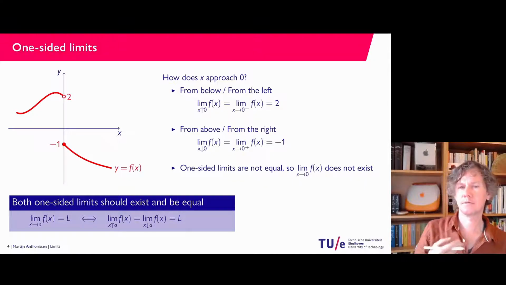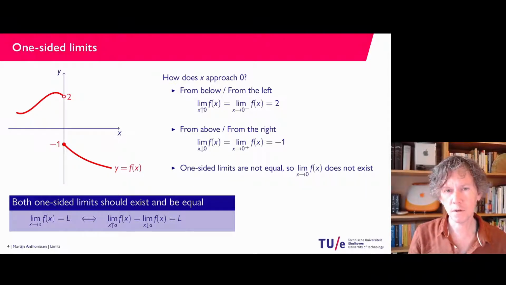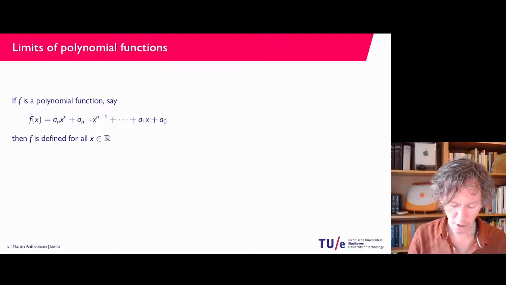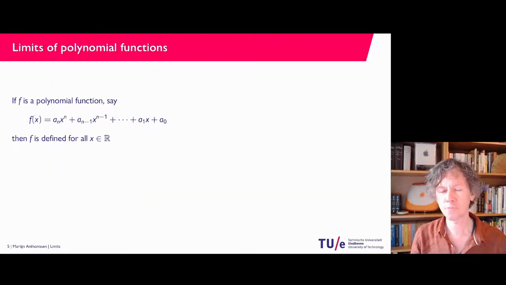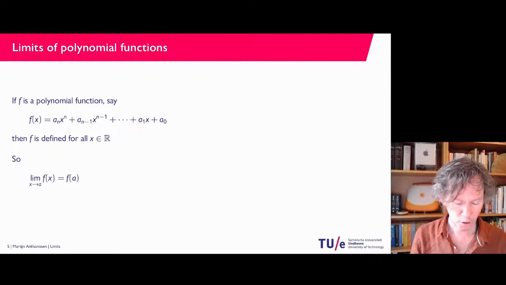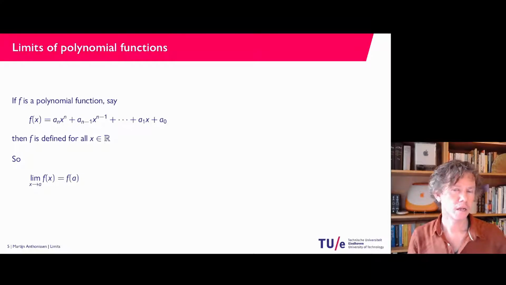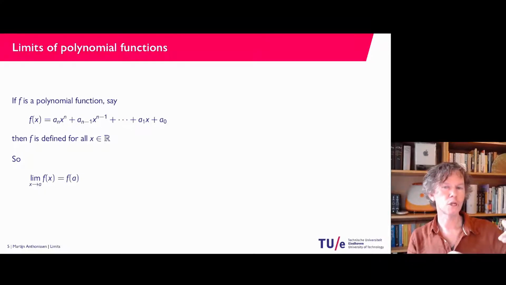Now, this was all quite theoretical. Let's look at a couple of simple functions and see whether we can compute limits there. If you're dealing with polynomials, we have already seen that polynomials are always defined. So the domain of a polynomial is every real number. So if you have a limit with a polynomial, the limit as x goes to a of f(x), you can just substitute it there because it exists. There are no difficulties there. In a sense, polynomials are the simplest functions we can deal with.